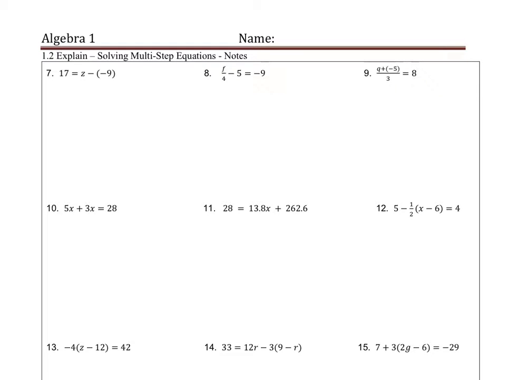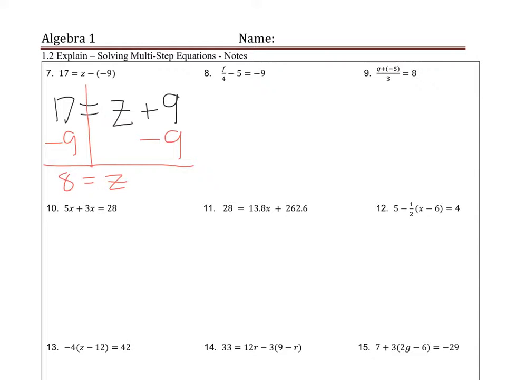Okay, in number 7, what we need to do is take care of our minus parentheses negative 9. Whenever you have a minus and a negative, if you multiply a minus and a negative, it becomes a positive. So what we really have is 17 equals z plus 9. Now from here, I'm pretty sure you can solve it using the same steps as you learned in part 1. So pause the video, solve it, and check back on your answer. And that gives us an answer of z equals 8.